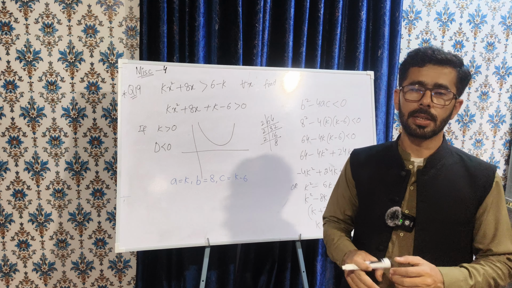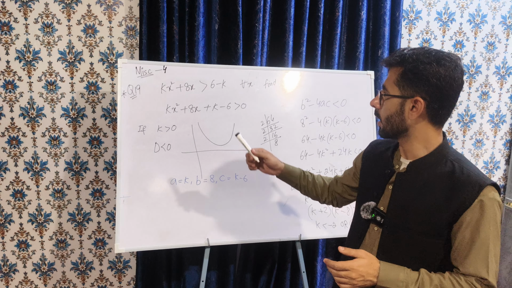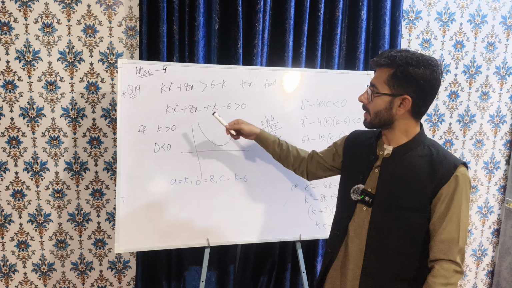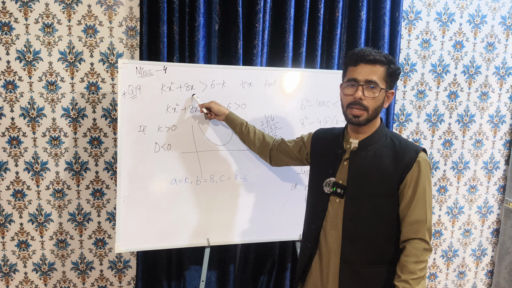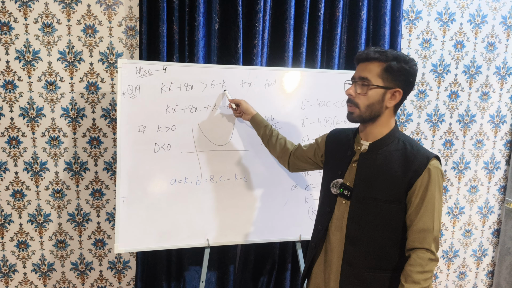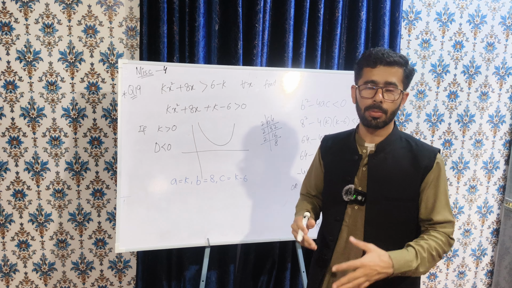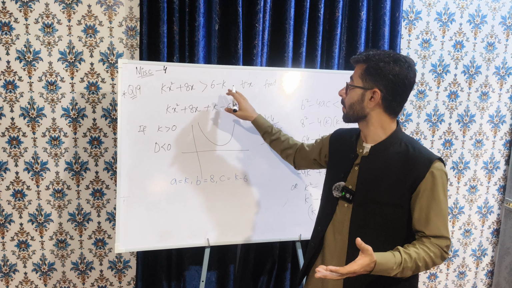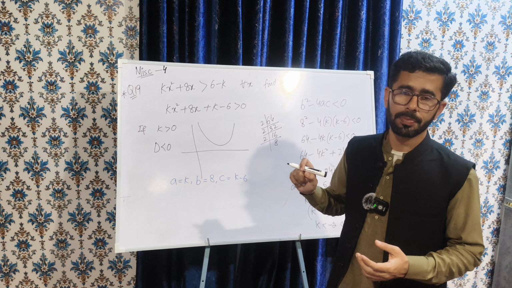We are doing question number 19 from miscellaneous 4. It's a bit of a tricky question, it has a star to it. It says kx square plus 8x is bigger than 6 minus k for all values of x. No matter what you put in place of x, you will have this inequality. Find the value of k.